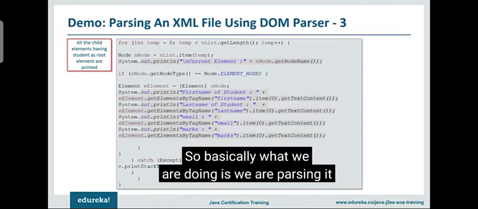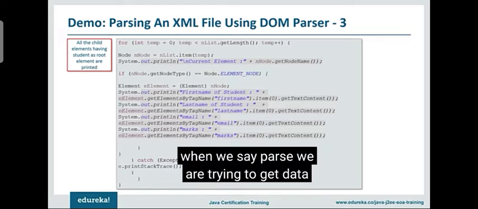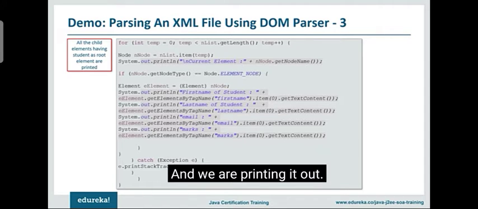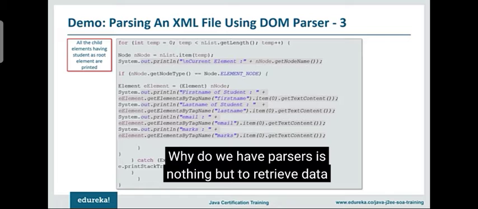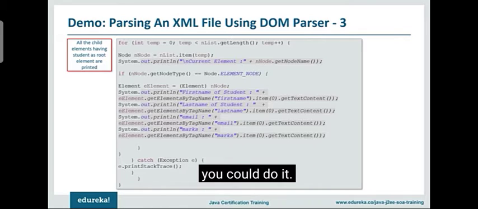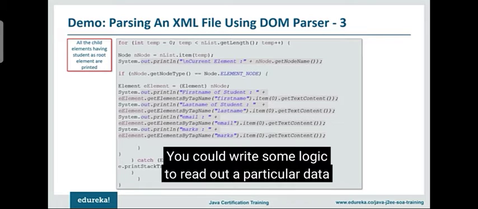So basically what we are doing is we are parsing it. When we say parse, we are trying to get data, or we are trying to load data into DOM or document, and we are printing it out. Why do we have parsers? It is nothing but to retrieve data. If you want to query out particular data, you could do it. You could write some logic to read out particular data from an XML.